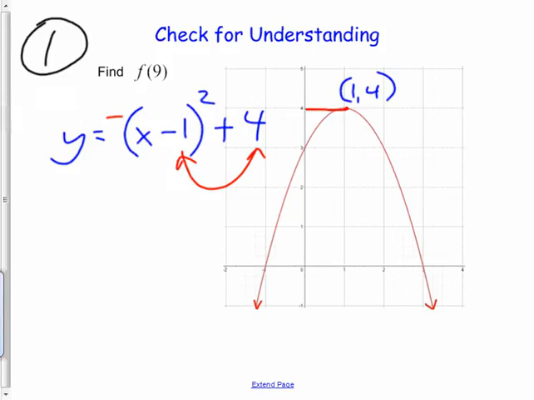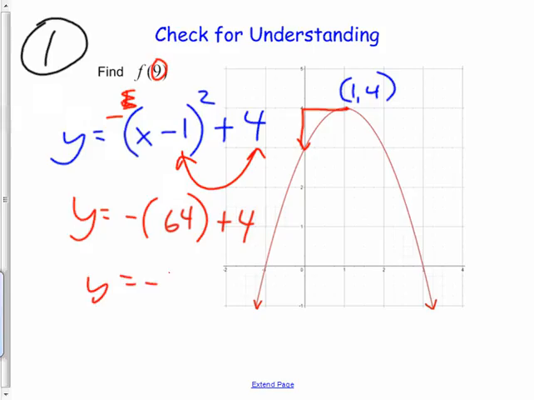This one, if I go over here and down here, I have proven that this does not have a stretch. The over one and down one spot, or over one and up one spot, is really critical to check. So there's no stretch, so there's no other number out here. Then last but not least, I stick in x is 9. So if I put in a 9, I'll have y equals negative 9 minus 1 is 8, and 8 squared is 64, and then plus 4. And then it's negative 64 plus 4, so y must be negative 60.